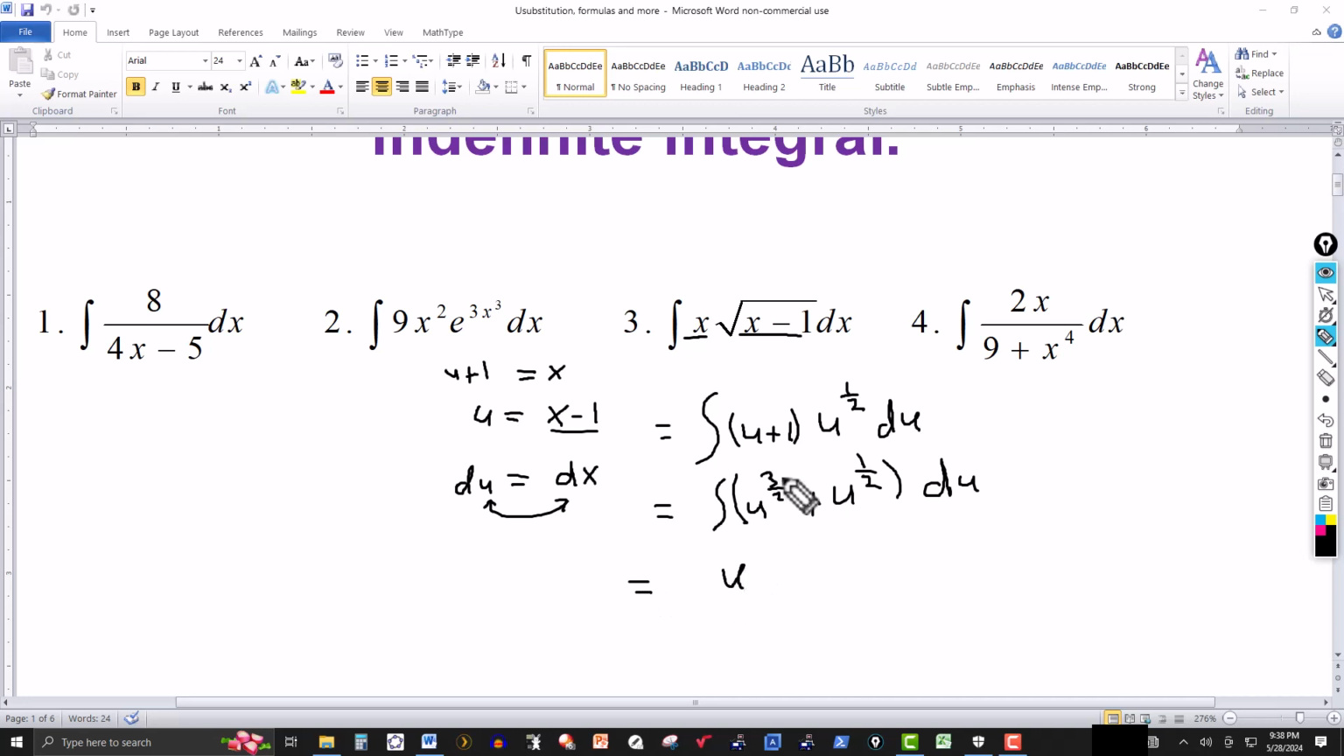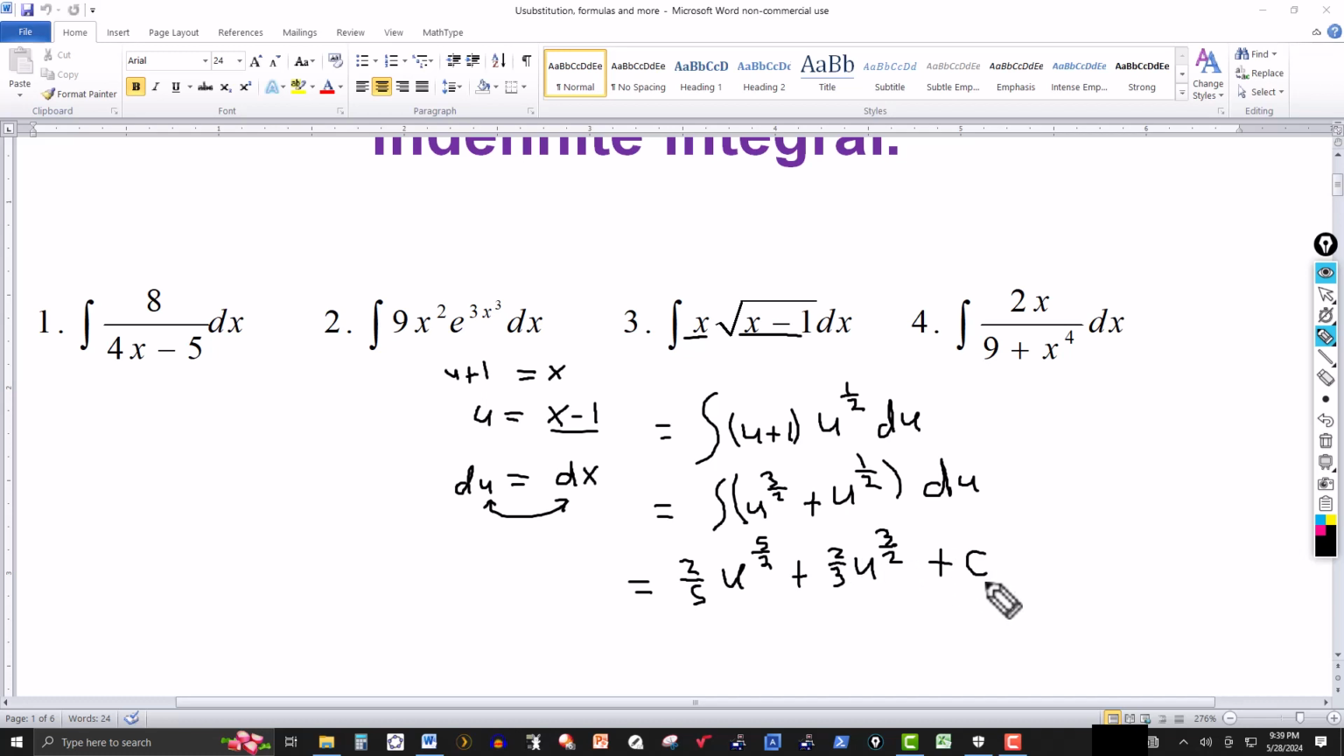We integrate by adding 1 to the exponent. 3/2 and 1 will give me 5/2. And then we divide the coefficient 1 by that. I get 2/5. And the next one we have u. Add 1 to the 3/2. I get 5/2... I mean 3/2 for the exponent of the second term. Divide the coefficient 1 by 3/2. I get 2/3. And then I have the constant of integration. And that's pretty much it.